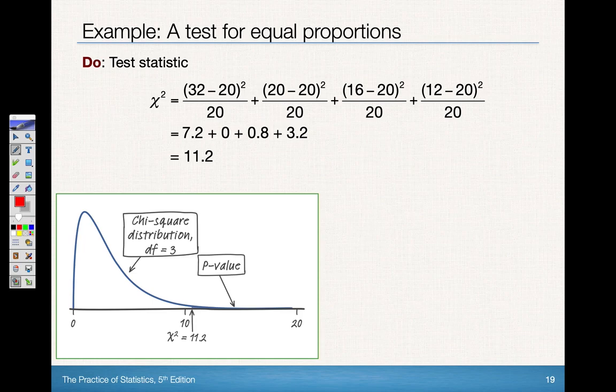That's 7.2, 0, 0.8, and 3.2. That's basically saying which of the 4 categories contributed the most to the chi-squared value. That 7.2 shows that the January, February, March category contributed the most. See the 7.2? That's the first quarter contributor. So that's the reason we rejected the most, because there were more people in the first quarter of the year. It's called the biggest contributor to the chi-square statistic.